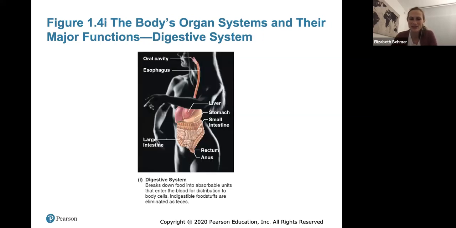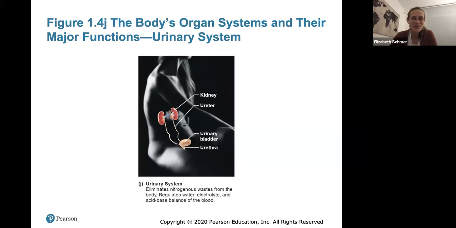The digestive system breaks down food into absorbable units that enter the blood for distribution to body cells, and anything indigestible will pass through. The urinary system eliminates nitrogenous wastes and regulates water, electrolytes, and pH. It filters all of your blood.